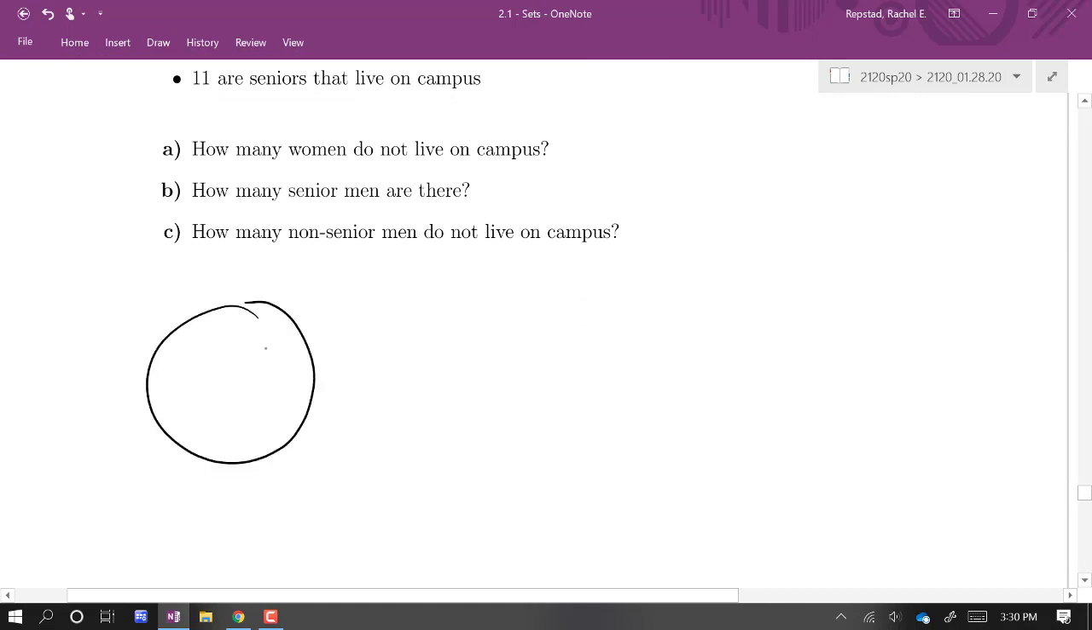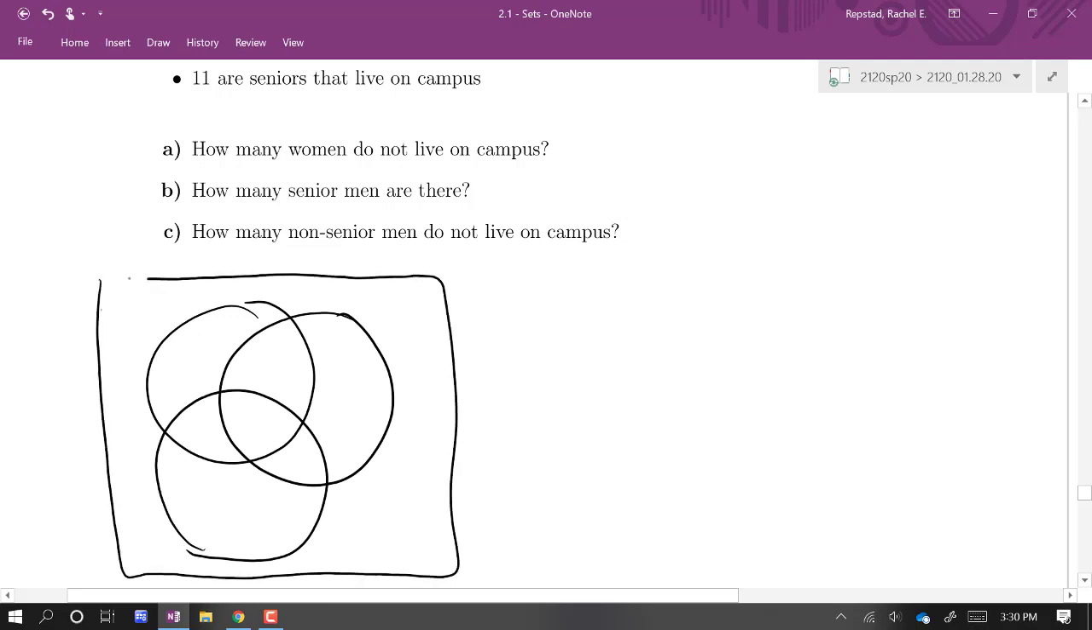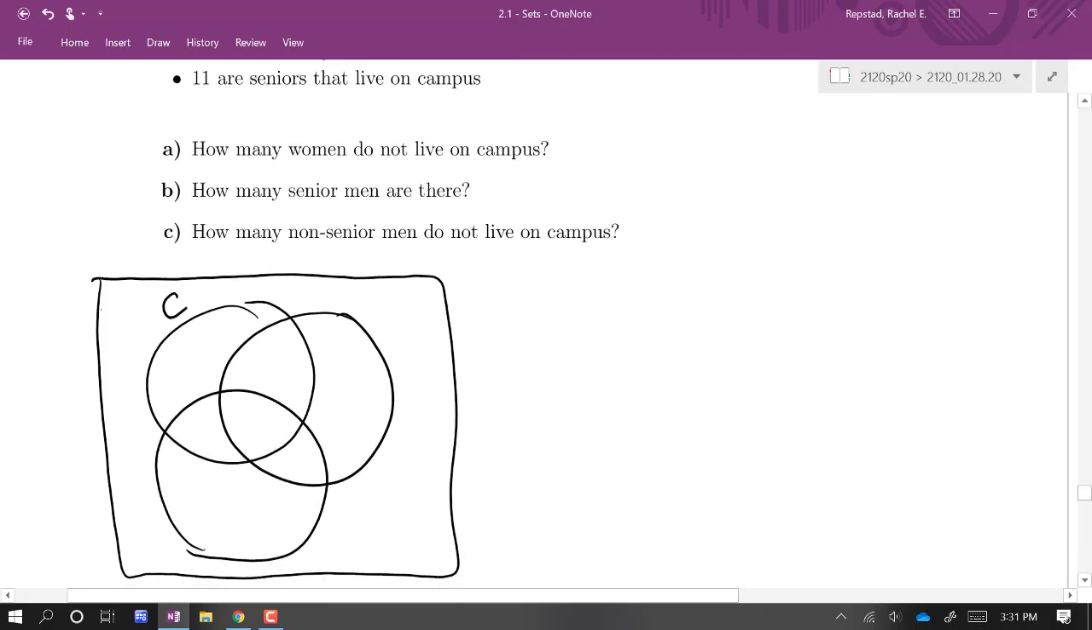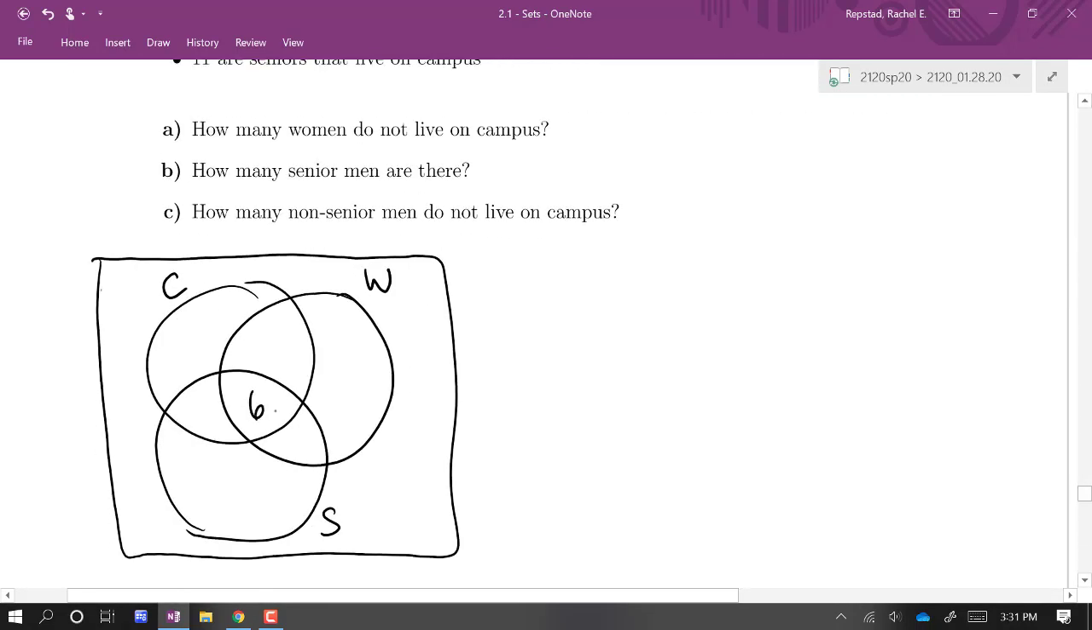Okay, so we need 3 sets. Women, I'll call that set W. Seniors, I'll call that set S. Living on campus, I'll call that set C. Living on campus, women, seniors. If we're filling in numbers to help us with counting, where do we start? The middle. Right in the very middle. The last thing they told us was that 6 senior women live on campus. 6.